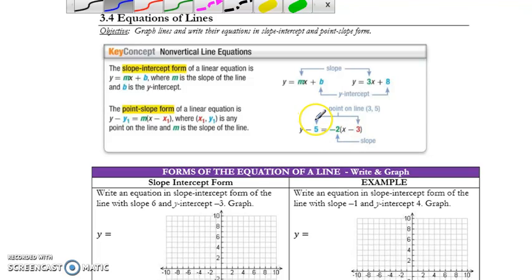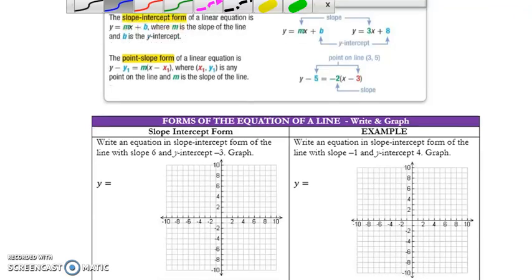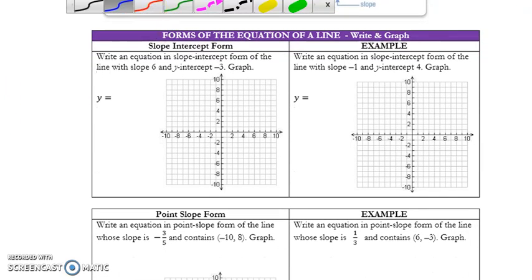Point-slope form is when we're given a point and a slope, and we plug in the slope in for m, we plug the x1 in for the x1 spot, and then we plug the y1 into the y1 spot. Notice there's still an x and a y in here, so we only replace the x1 and the y1 in point slope form. So let's go ahead and practice.